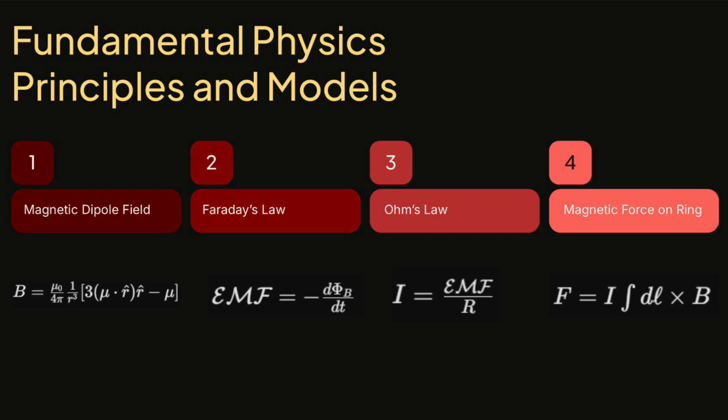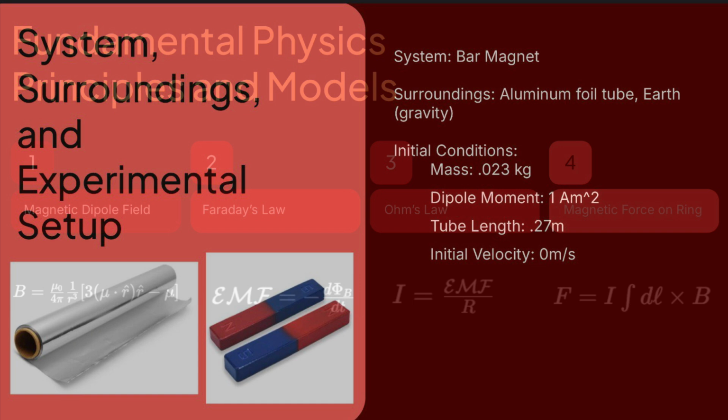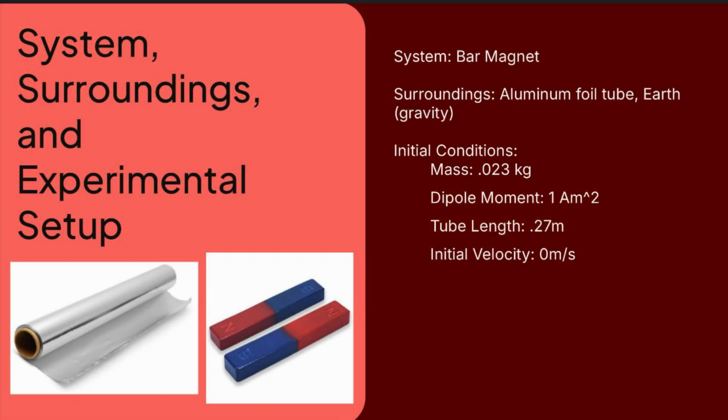Finally, by the Biot-Savart law, the magnetic field of our falling magnet exerts an upward magnetic force on these current-carrying rings. By Newton's third law, the rings exert an equal and opposite upward braking force back on the magnet, opposing gravity. For our setup, we explicitly define our system as the moving bar magnet, while the surroundings consist of the aluminum foil tube and earth.